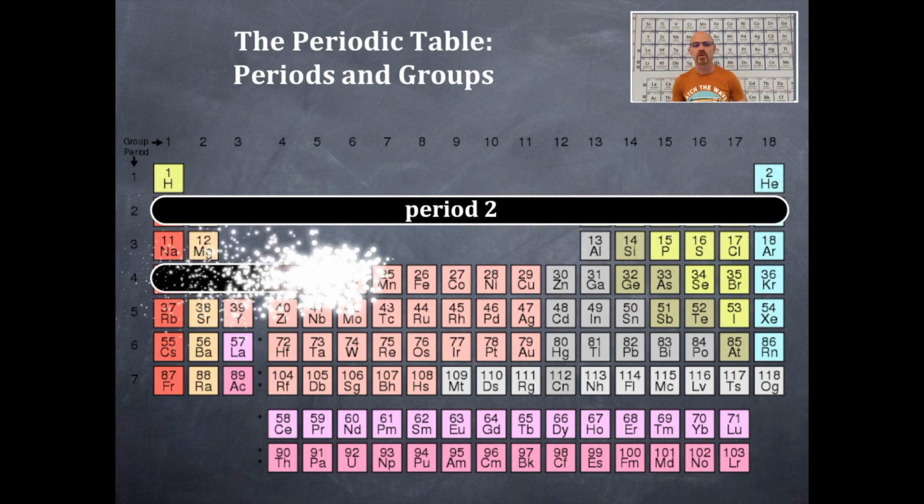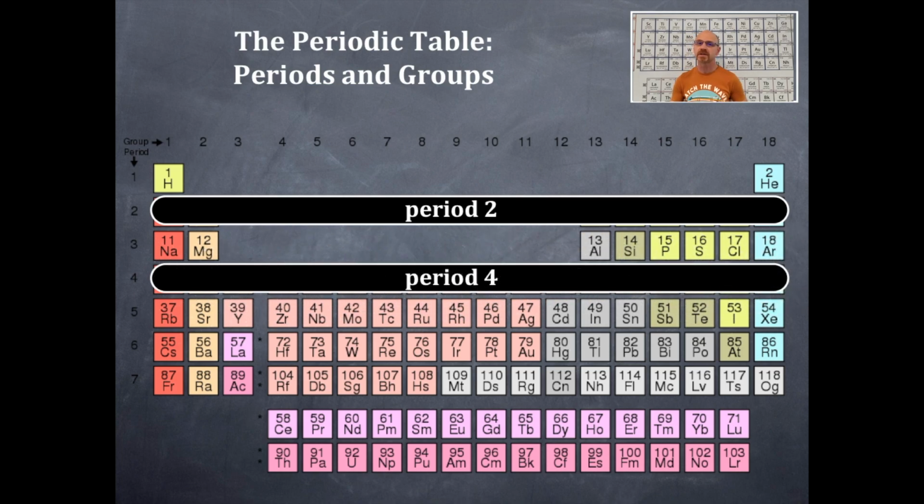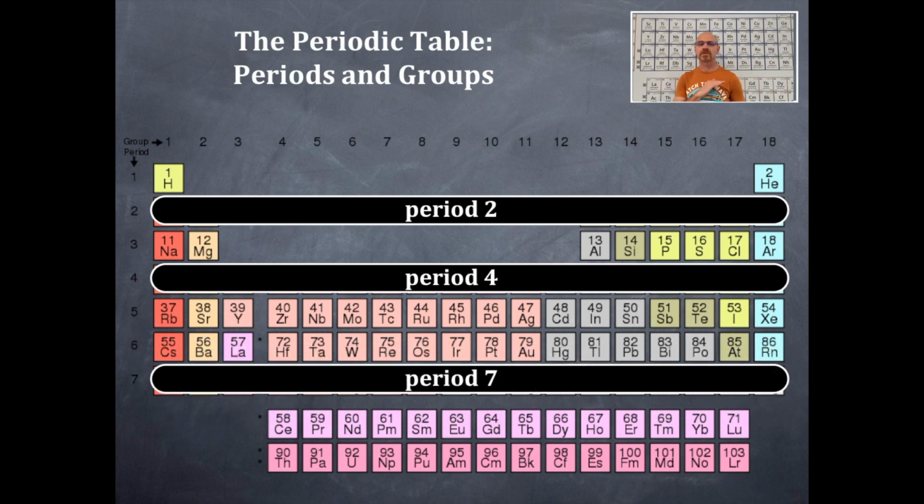This is period 4. Notice that above period 2 is period 1, below period 2, and in between period 4 is period 3. Below period 4 would be 5, 6, and, of course, 7. There are a total of 7 periods on the periodic table. Those are the horizontal sections on the periodic table.